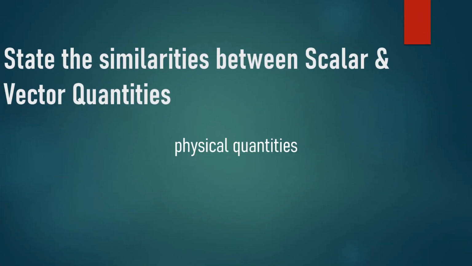Okay, next we can look at the question that states the similarity between scalar and vector quantity. This is about similarities. The notes we have to know are that it is a physical quantity, it has numerical value, and it has magnitude. So these are the similarities between scalar and vector.